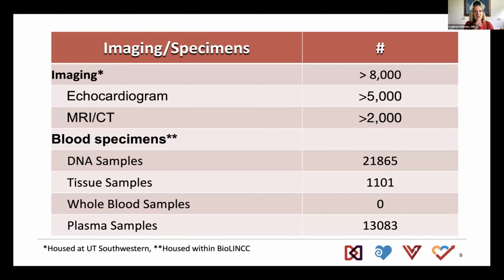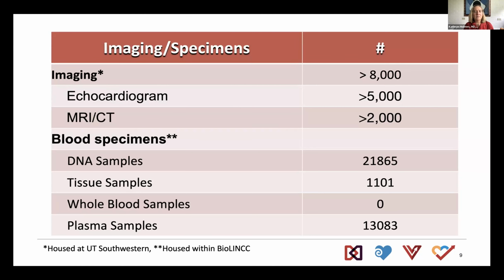We have imaging data. There are at least more than 8,000 images, greater than 5,000 echocardiograms, because everyone who was entered had to have at least one, and if they came through follow-up, would also have another. At MRI and CTs, we have at least 2,000 specimens. Those are ballpark actual numbers. The blood specimens, these are ones that were actually collected.